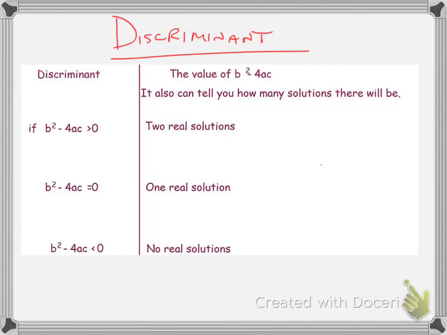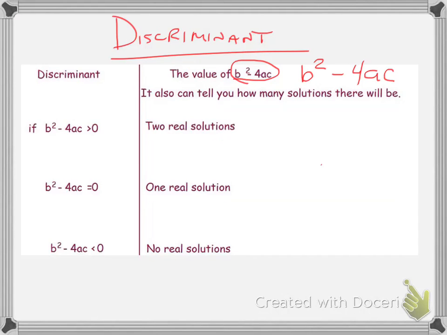Okay, the discriminant. The discriminant is the value of b squared minus 4ac. That squared kind of got pushed over a little bit, but it should be b squared minus 4ac. From a quadratic, using the a, b, and the c, you can use the discriminant to tell how many solutions there will be for that quadratic.